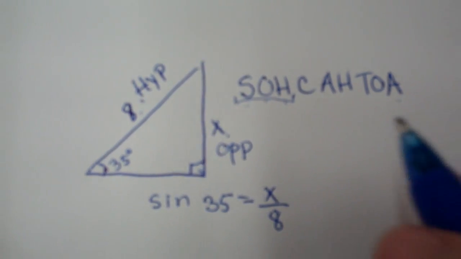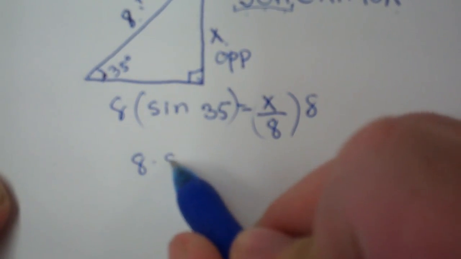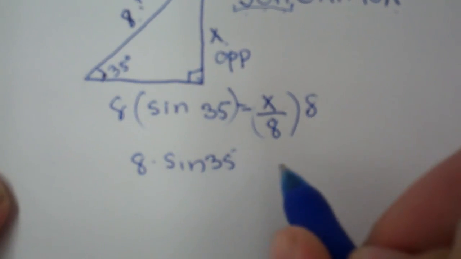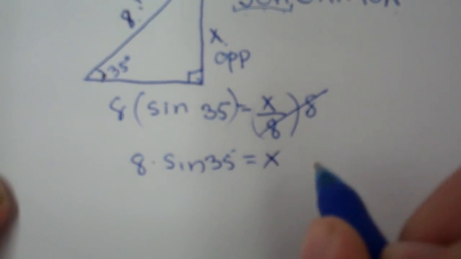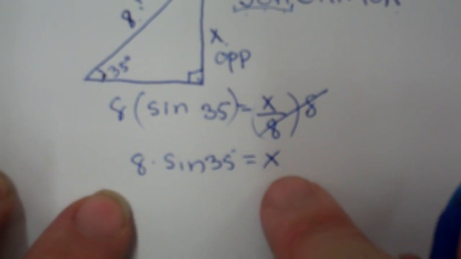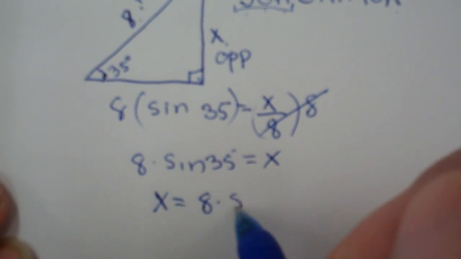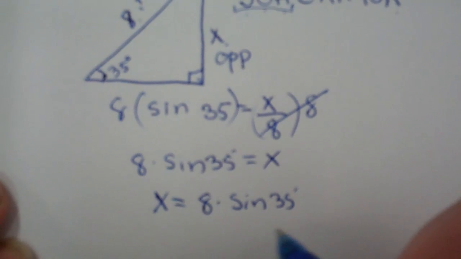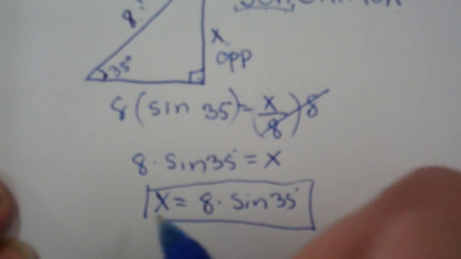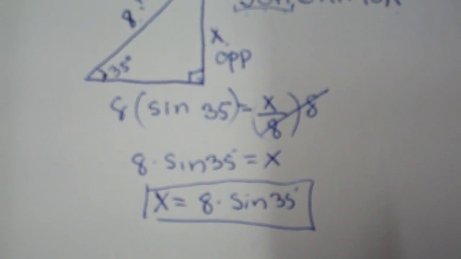Now we want to solve for x. To solve for x, we'll just multiply both sides by 8 to cancel out the 8 on the right side. So now I have 8 times the sine of 35 degrees is equal to x. Sometimes people like to write that in the reversed way, so x is equal to 8 times the sine of 35 degrees, which you could type into your calculator to get the answer to the nearest tenth.